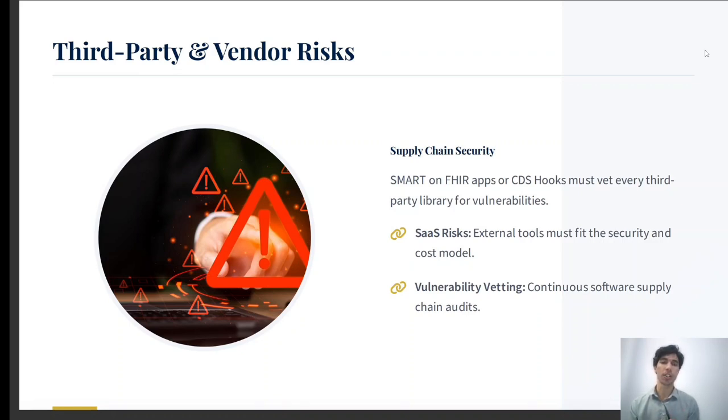And then the SaaS products. If you're using any external SaaS product, for example a tool for dashboards and visualization, we need to make sure that those tools fit our security and cost model. And last but not least, we have vulnerability weighting. We need to thoroughly evaluate and perform software supply chain audits to make sure that the third party apps and frameworks that we are using are in line with our privacy and security models.